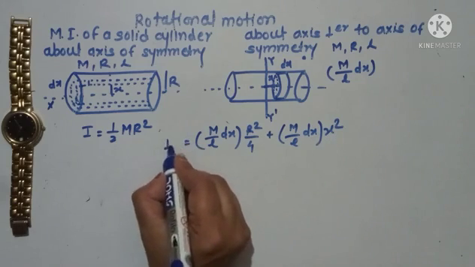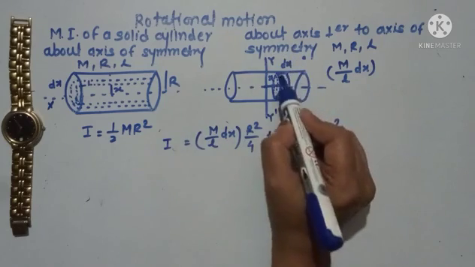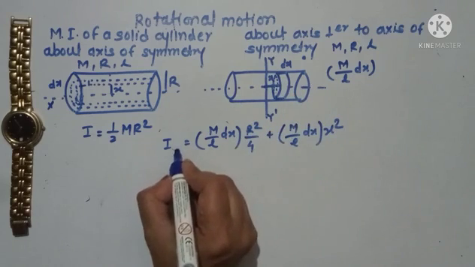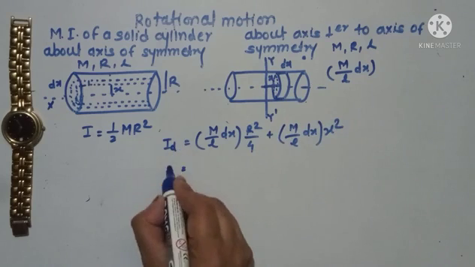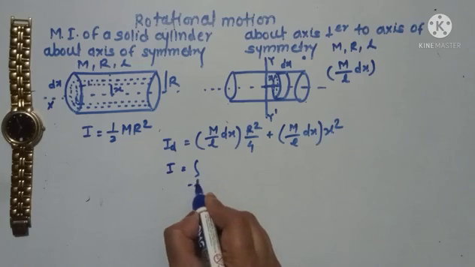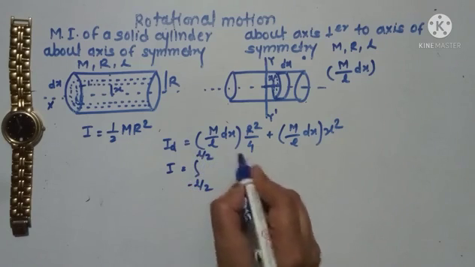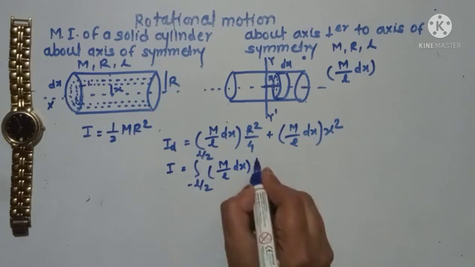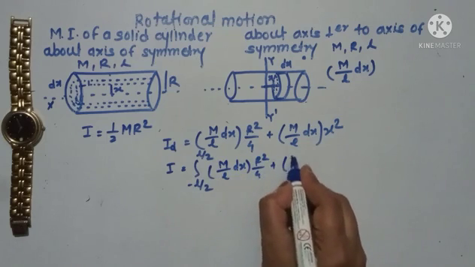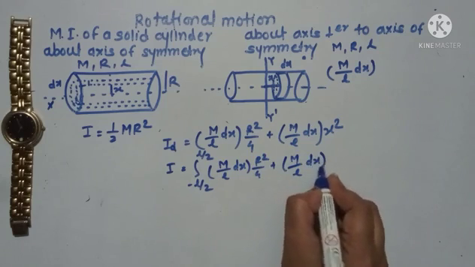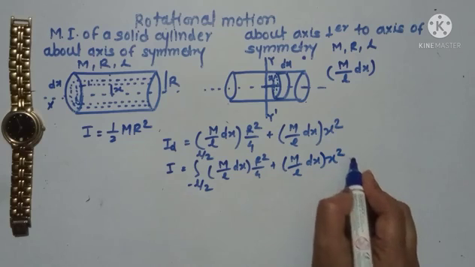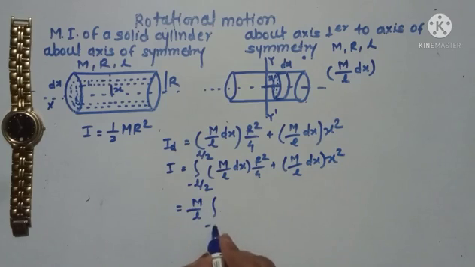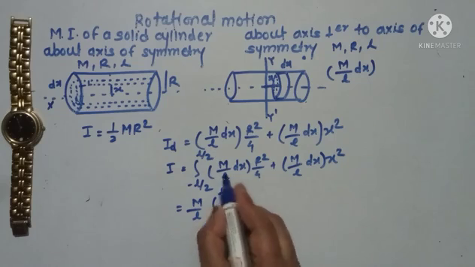So this is nothing but the moment of inertia of this small disk about the axis perpendicular to the axis of the symmetry. So let us call this I d. This I is nothing but integration from minus l by 2 to plus l by 2 of the whole term m upon l dx r square upon 4 plus m upon l dx into x square. So let me take common m upon l, from minus l by 2 to plus l by 2.